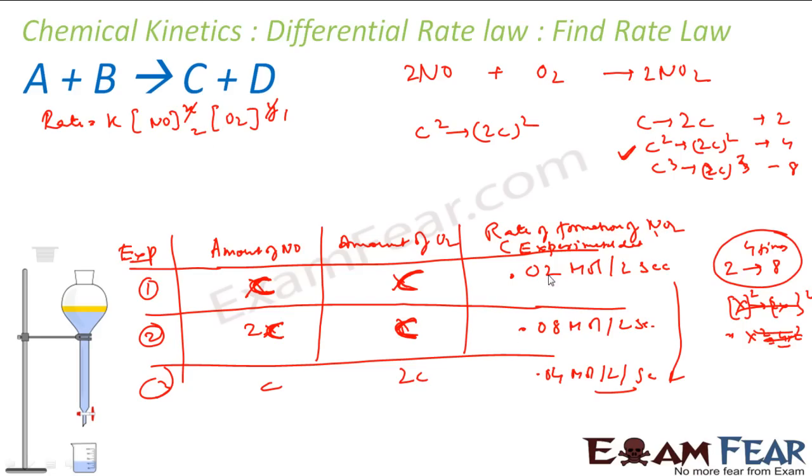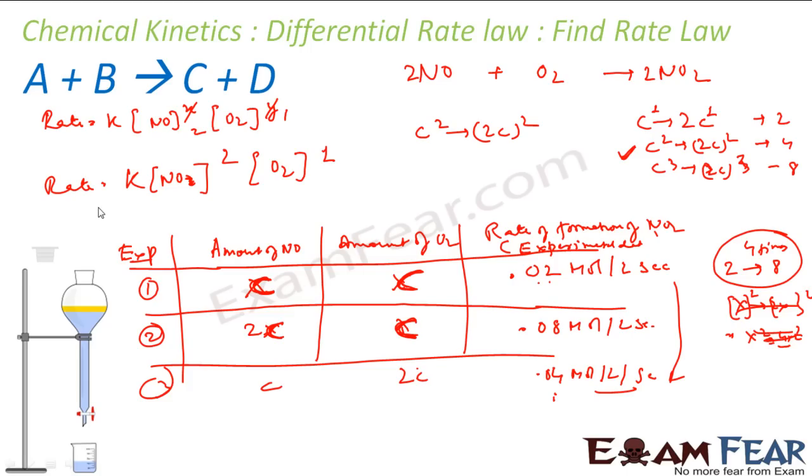In this second case, from 2 to 4, 0.02 to 0.04, it is a 2 times jump. This is also a 2 times jump, right? That means I am talking about the power 1, that means y is 1. So with this equation, I can say that the rate is nothing but k into concentration of NO to the power 2, O2 to the power 1, and that is what we can conclude using this experiment.